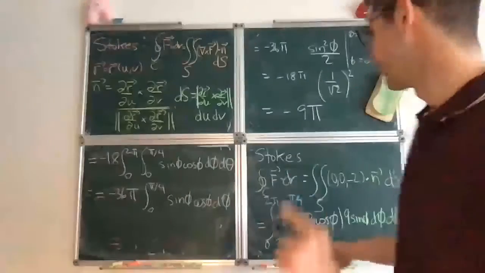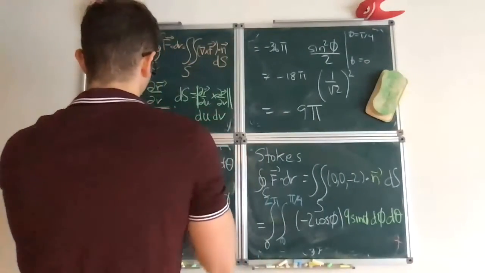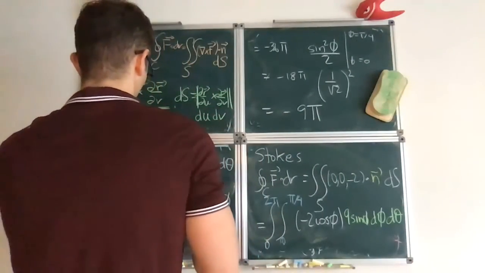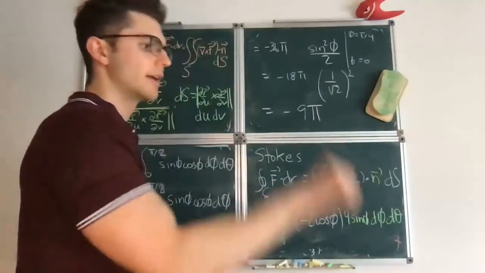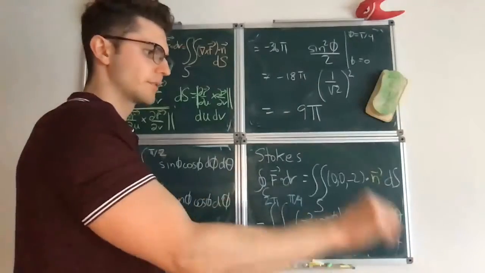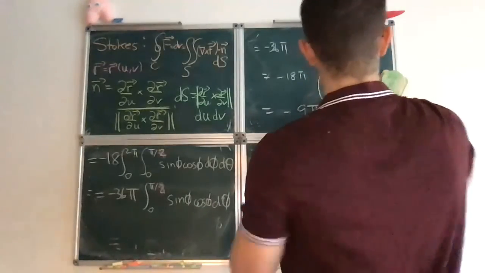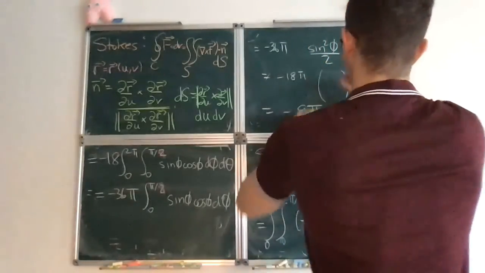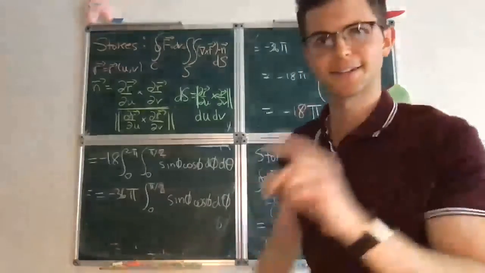Tiny correction, the bounds are, the entire phi goes from 0 to pi, so when you have the hemispheres it goes from 0 to pi over 2. And the integral now is correct.